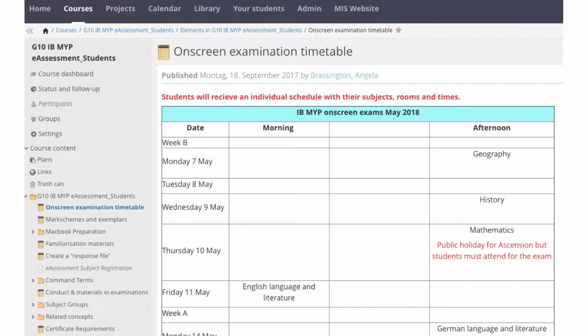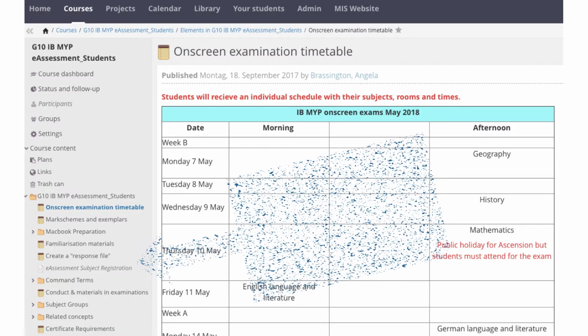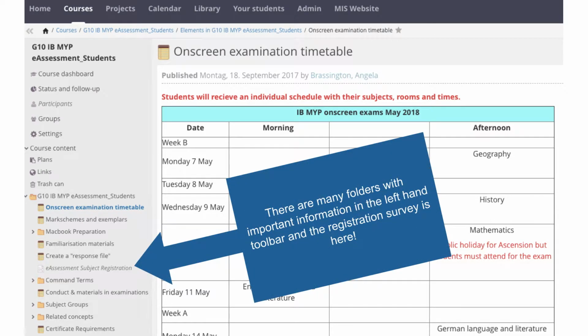When registering for e-assessment subjects, students must complete a survey to indicate their subjects and the different options, and that survey is here. Please complete this with your child after the parent information evening. And you can see there are many other folders on this ITS Learning page with all the information about e-assessment.